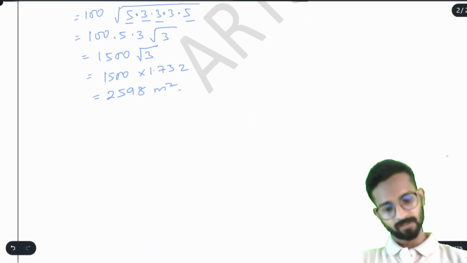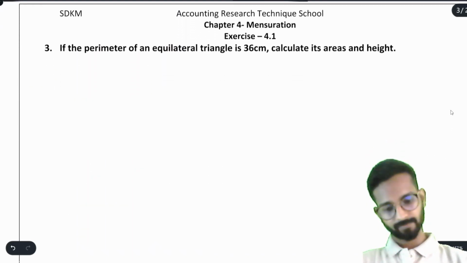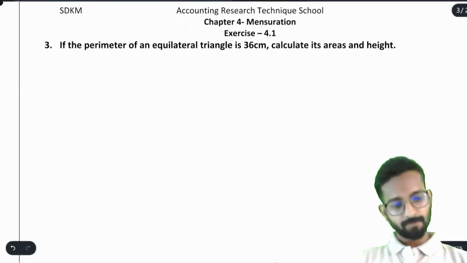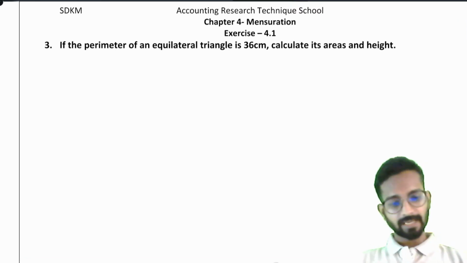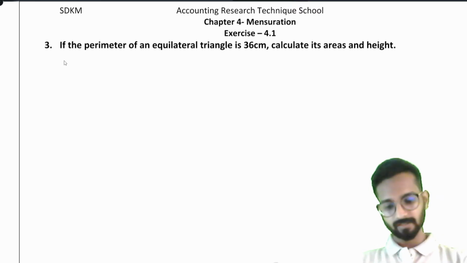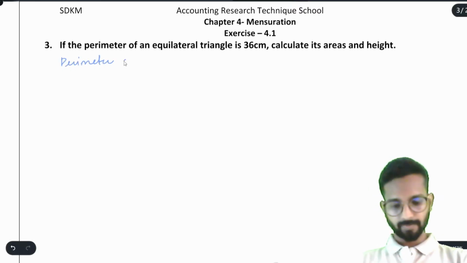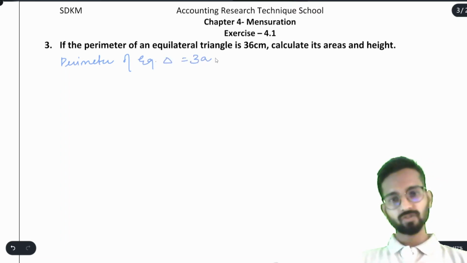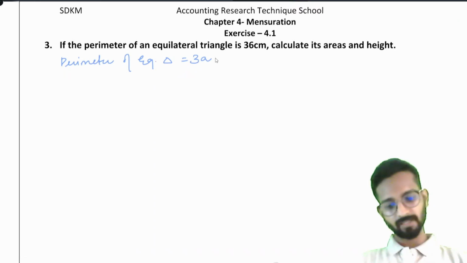Question number 3. If the perimeter of an equilateral triangle is 36 centimeter, calculate its area and height. See, perimeter of an equilateral triangle is nothing but 3a, because all the sides are same. So total will be a plus a plus a, that is 3a.